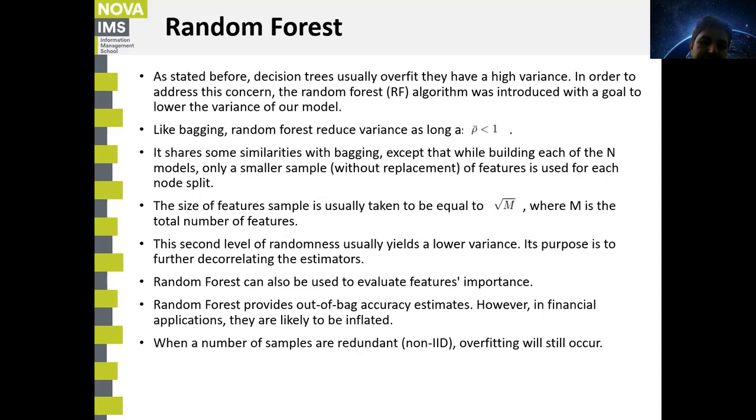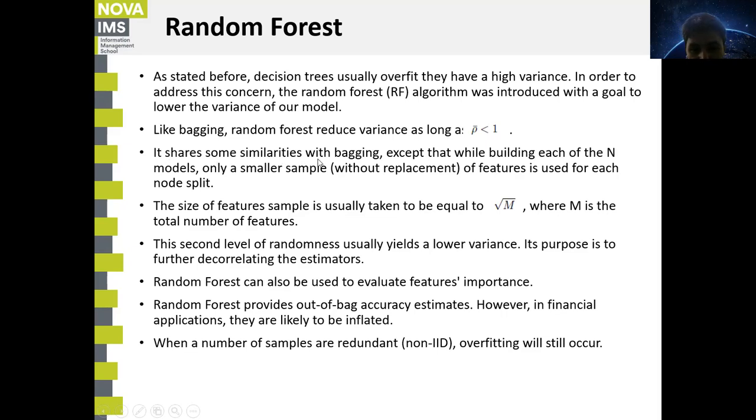Random forest. As stated before, decision trees usually overfit. They have a high variance. In order to address this concern, the random forest algorithm was introduced with a goal of lowering the variance of our model. Like bagging, random forest reduces variance as long as the correlation coefficient is less than 1.